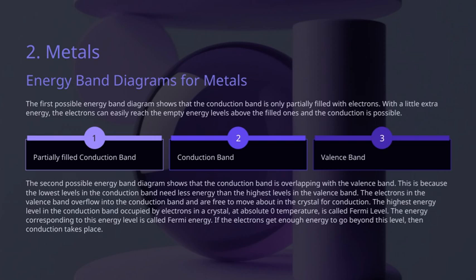In contrast, the first diagram shows a partially filled conduction band, where only some energy levels are occupied, and a little additional energy can push electrons into higher, empty levels, enabling conduction. Understanding these energy band structures helps us grasp why different materials exhibit varied electrical properties, metals, semiconductors, insulators, and how their electrons behave within these bands.